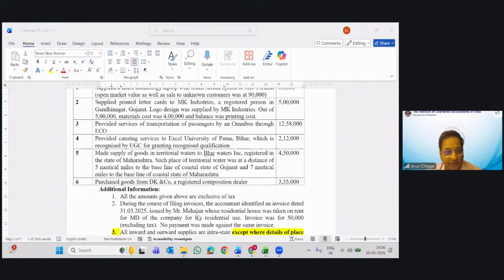MD is not an employee. Nagarjun, see, whether it is an employee or not doesn't matter. Director is also an employee. See, there was a clarification by the CBIC that a regular director is an employee of the company.